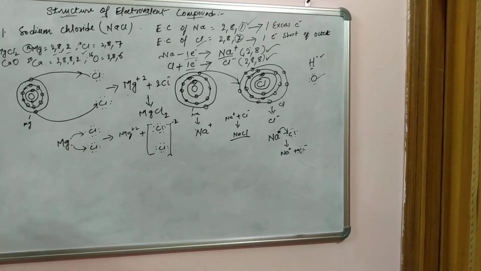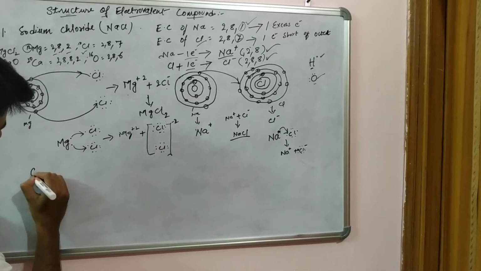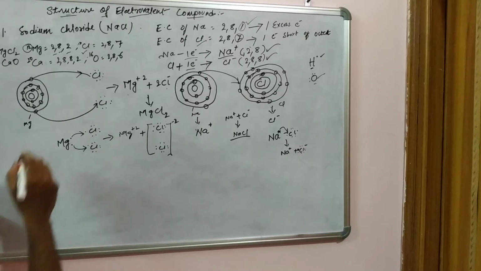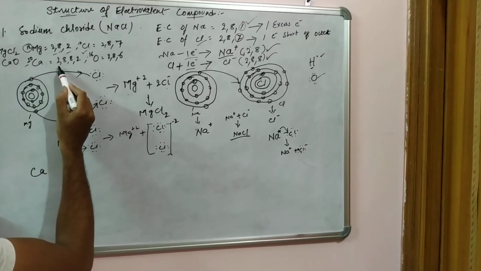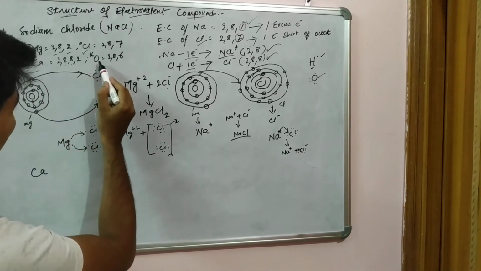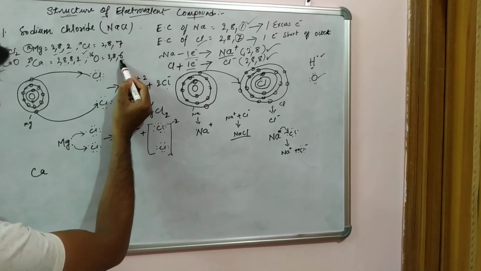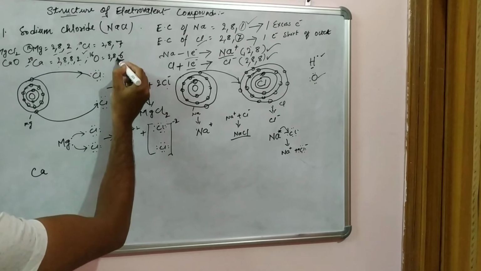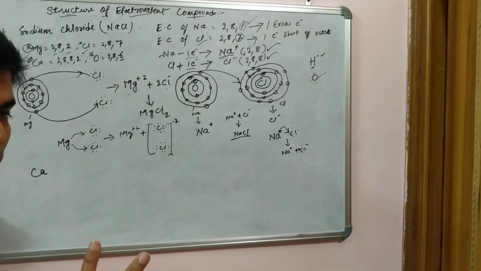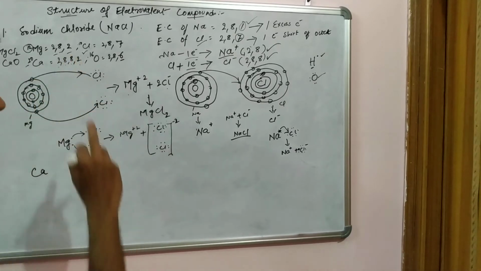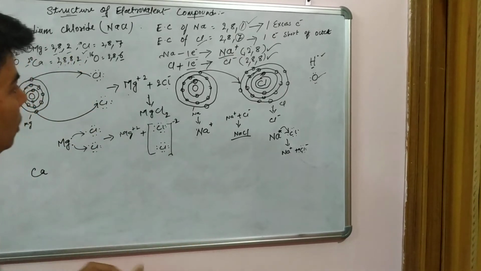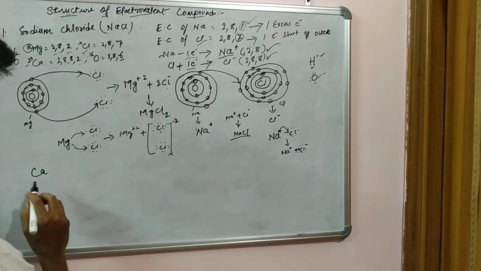Now, calcium has atomic number 20, electronic configuration would be 2, 8, 8, 2. Similarly, oxygen has 6 electrons in its valence shell. So oxygen needs 2 more electrons to gain octet, and calcium can lose 2 of its valence electrons easily to the oxygen atom.